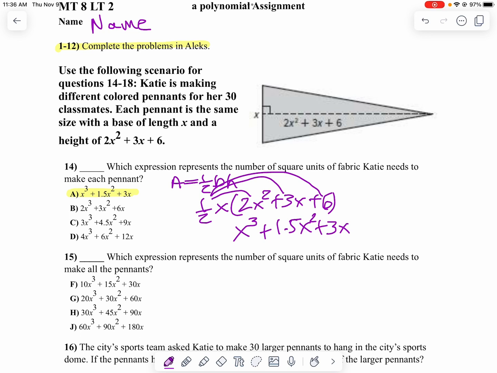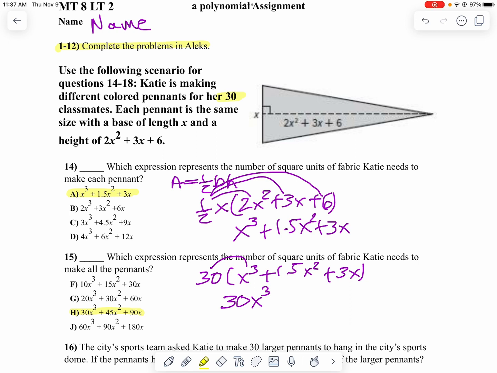Now in question 15, which expression represents the number of square units of fabric Kate needs to make all the pennants? Well, if we go back up here and read our information, she's going to make 30 pennants, isn't she? So we're just going to take 30 times our answer from 14, letter A, x cubed plus 1.5x squared plus 3x. So if I take 30, I'll get 30x cubed.